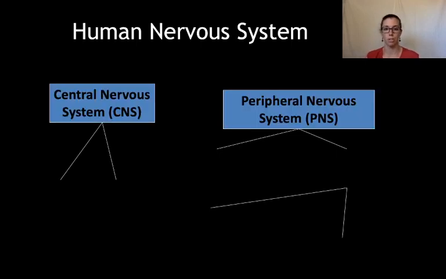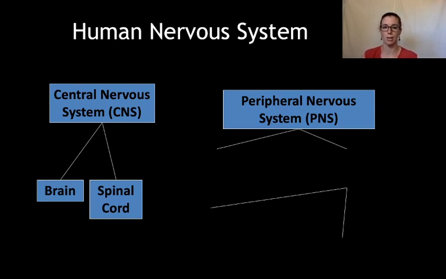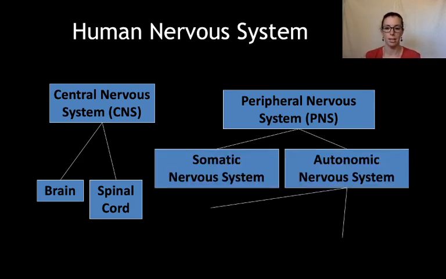The first breakdown of the nervous system is the central and the peripheral nervous system. The central nervous system, CNS, is simply made up of our brain and our spinal cord. The peripheral nervous system has a more complex breakdown. It is the rest of our nervous system, outside of our brain and spinal cord, so it's all the nerves in our body. Those breakdowns are the somatic and then the autonomic nervous system.